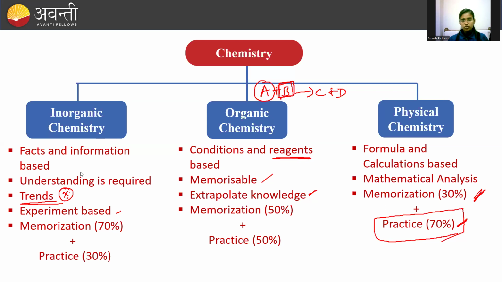Every day you have to solve at least 1 or 2 questions from the physical chemistry lessons. Got it? Only then can we get good marks from physical chemistry, and you can do it. It is very easy if you practice. Got it? So this is about the 3 branches of chemistry.